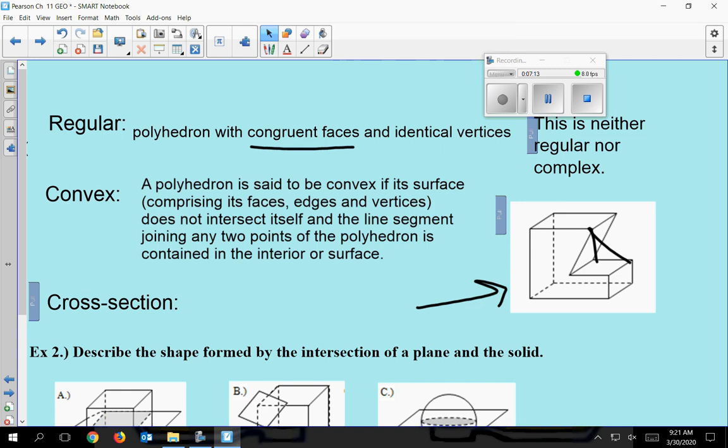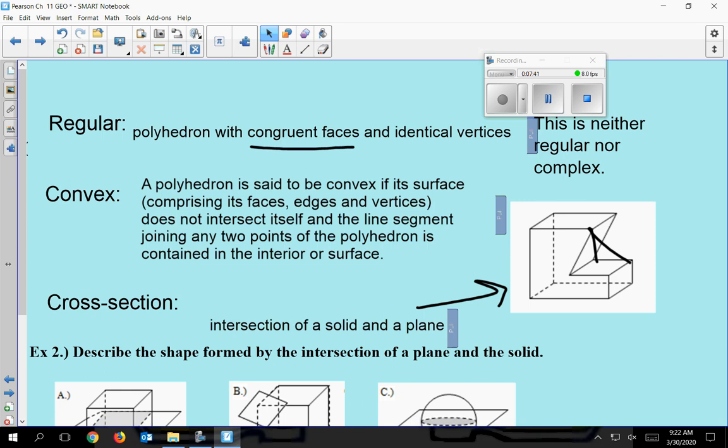Another one's a cross section. A cross section is the intersection of a solid and a plane. So if you remember way back in August when we talked about planes, it's just a flat surface. Think of a piece of paper, and I'm going to intersect some 3-dimensional figure, whatever it might be, and I want to think of what figure it creates when I do that.